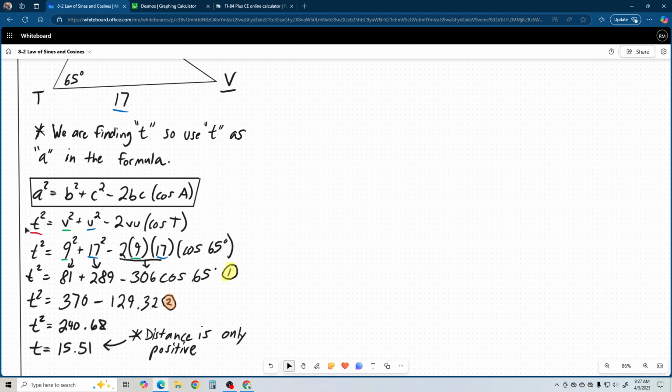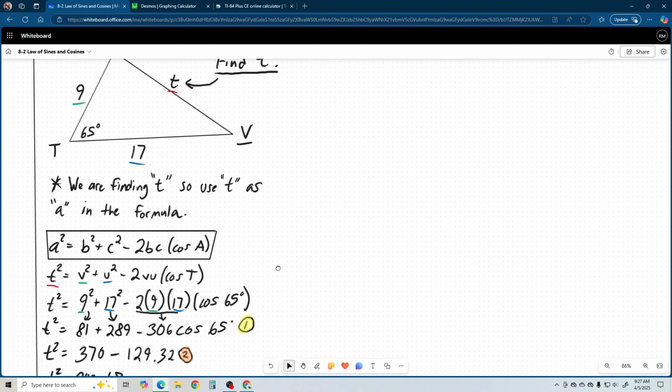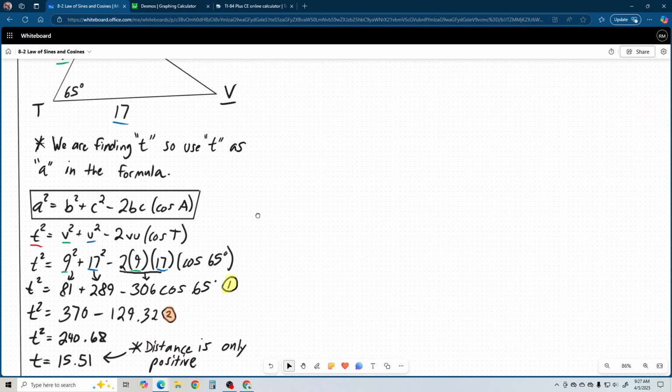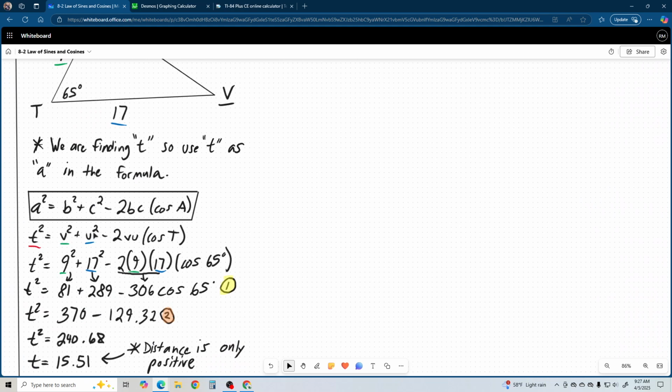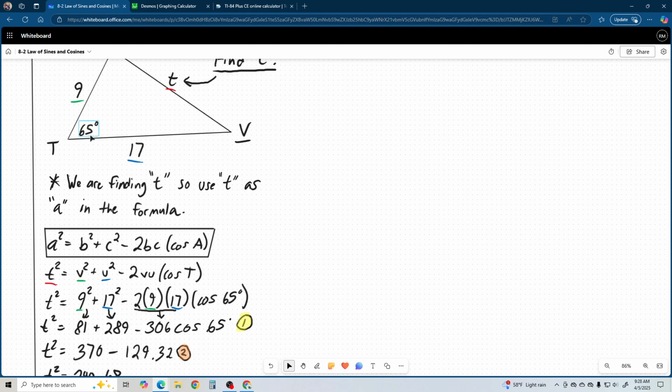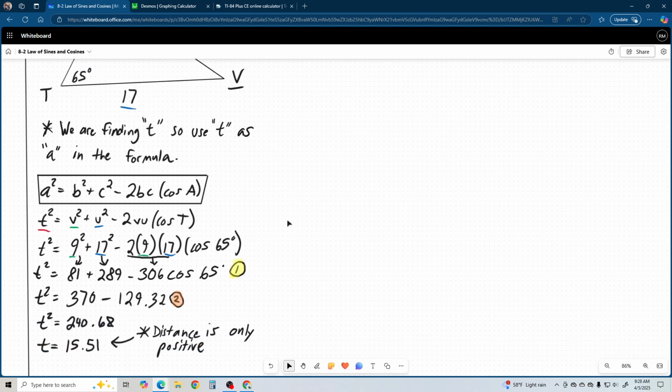So we know that we're going to put T over here. I just rewrote the formula with T's and V's and U's, so it makes sense for what we're using, right? The V's and the U's, you could switch these. The order of them doesn't really matter. T squared is going to equal V squared plus U squared minus 2VU times the cosine of our angle T. Plug that stuff in. We'll have T squared equals 9 squared plus 17 squared minus 2 times 9 times 17 times cosine of 65, which was the angle that we had. And from there, we're just going to evaluate.